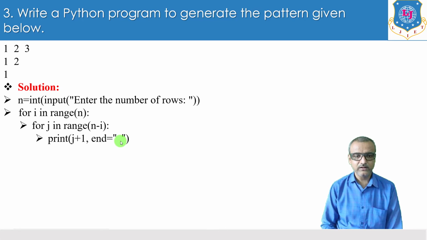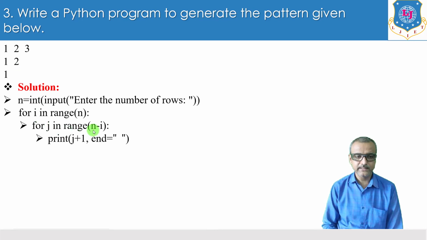Now how it will work, I will make you understand by taking, say, the value of n equals 3. So for i in range n, the value of n is 3, so the value of i will become 0, 1 and 2. So i equals 0 means first row, that is this one. i equals 1 means second row, that is this one. And i equals 2 means third row, that is this one.